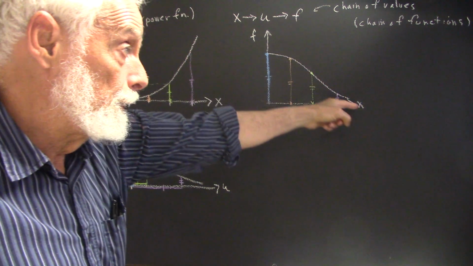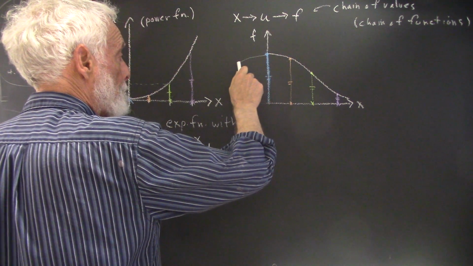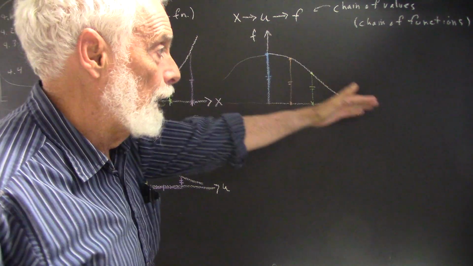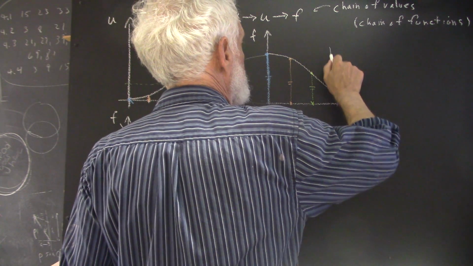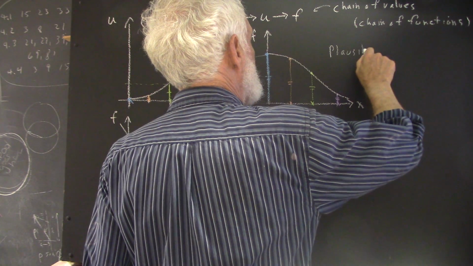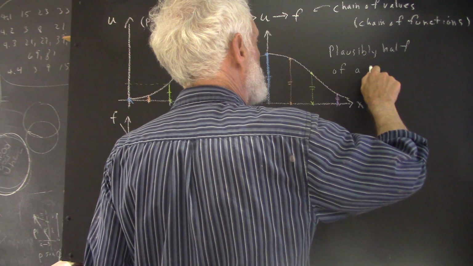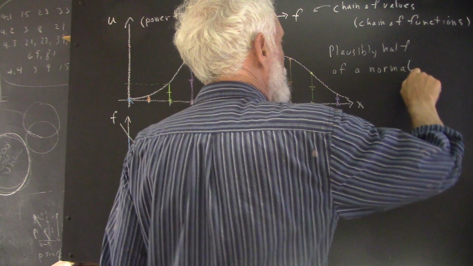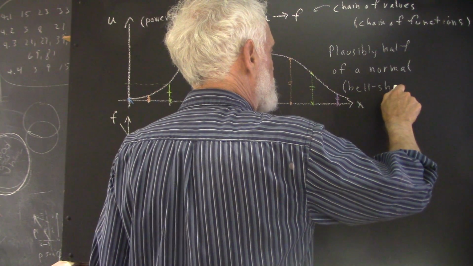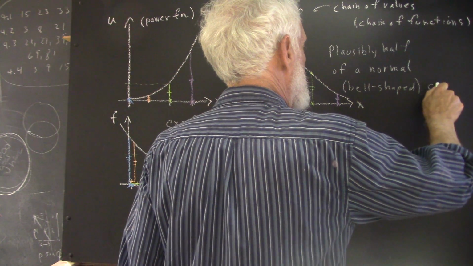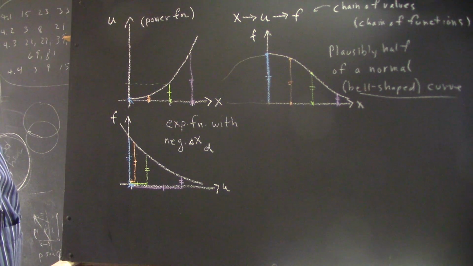Now, do you recognize anything about this shape? Well, if I project back in this direction, I see that this is half of a bell-shaped curve. Plausibly. And I'll say plausibly half of a normal, in parentheses I'll say bell-shaped curve. And then I'll make a statement.